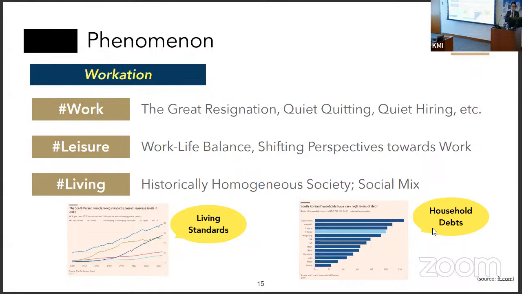Right? So that's the idea behind it. And two facts related to living: rising living prices in South Korea, especially in Seoul and the suburban areas of Seoul, and household debts. As the ambassador mentioned, the competition starts right after the birth.